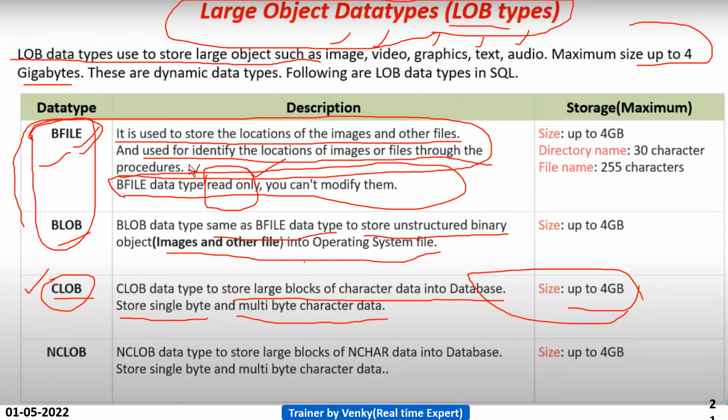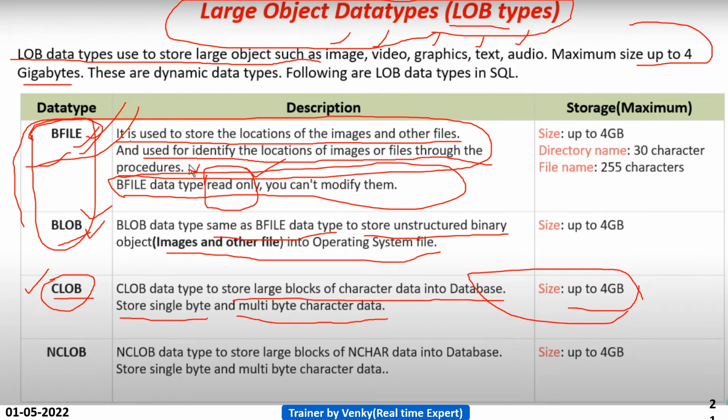What did you understand? BFILE only identifies the location, whereas BLOB is used to store the images. BFILE just stores the location; BLOB stores the actual data. For example, if you are inserting one image, BLOB will store that image, and the image location will be stored by BFILE. Clear, guys?